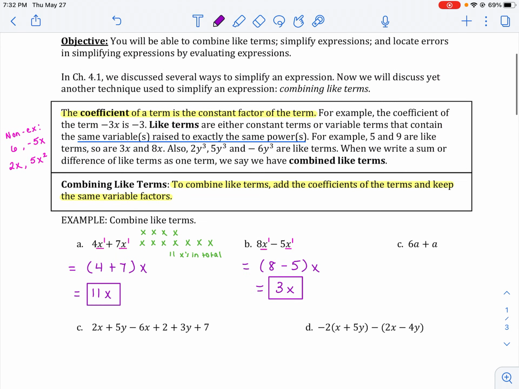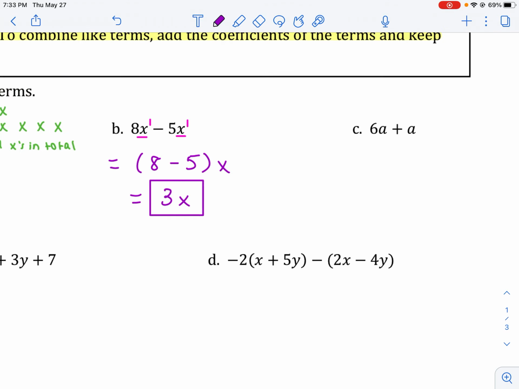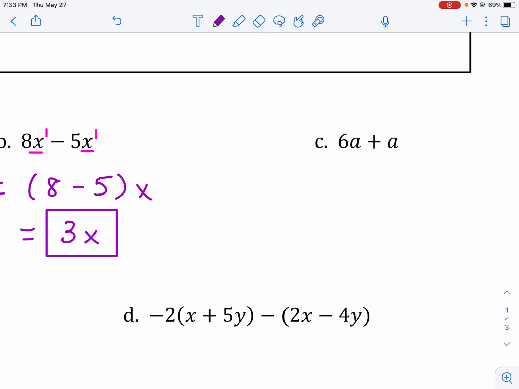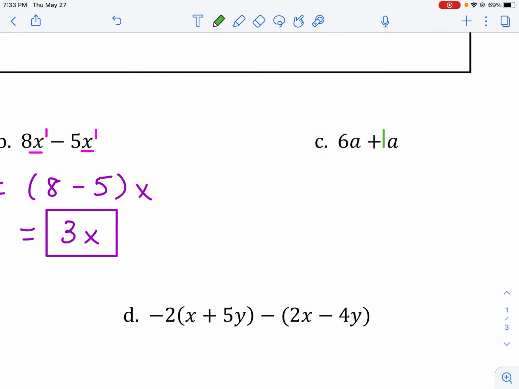Okay, so to finish up the 4.2 notes that we were doing in class today, we were learning about combining like terms. So we can combine like terms whenever they are the same variable to the same power. So on this next one, keep in mind that there is a 1 technically in front of this a, and I think that's where it can get a little bit tricky.